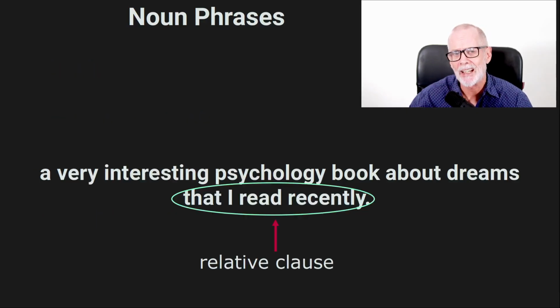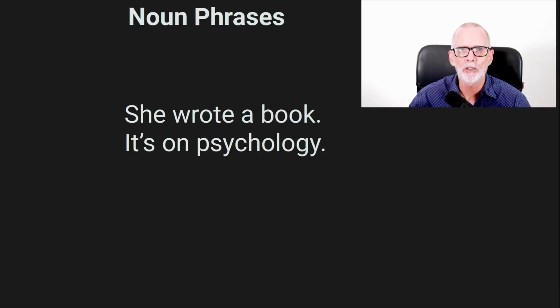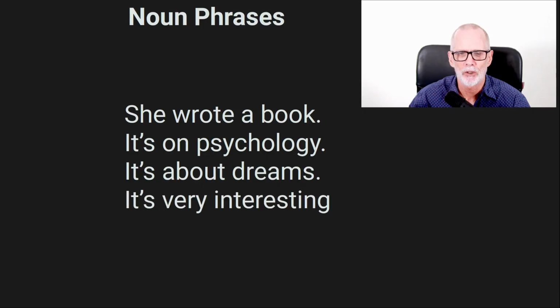We could also add at the end something else. We could add a relative clause, and we could say, a very interesting psychology book about dreams that I read recently. How could we use this noun phrase in a sentence? Let's have a look. She wrote a book. It's on psychology. It's about dreams. It's very interesting.